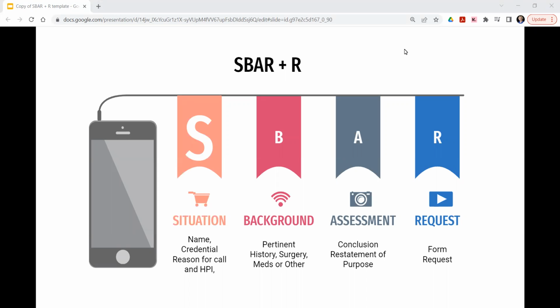So when calling a physician, follow this process. Situation. What is the situation you are calling about? For our assignments, you need to identify yourself by full name and credential. That's you are an RN, that you get points for identifying yourself as an RN, not the generic term nurse. The patient name and room number.